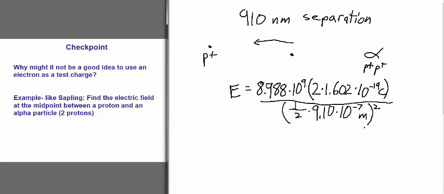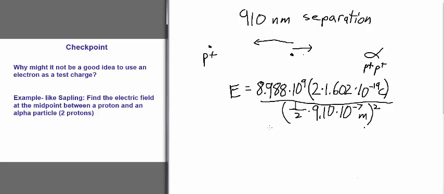So now we have to add the field that's created by the one proton on the left. And is it really adding? It would actually be more of a subtraction because the proton's on the other side and it's pushing a positive particle here in the other direction, so it's creating a field in the other direction. So if we're assuming that left is our positive direction, this is a negative field.